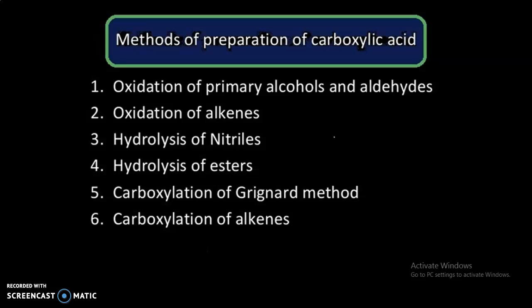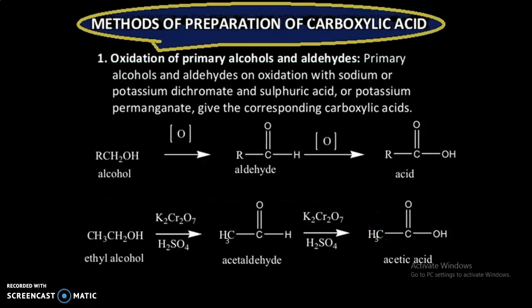Number one is oxidation of primary alcohols and aldehydes. Second one is oxidation of alkenes, hydrolysis of nitriles, hydrolysis of esters, carboxylation of Grignard's reagent. It is called the Grignard method. Another one is carboxylation of alkenes. Let us see the methods of preparation of carboxylic acid one by one.